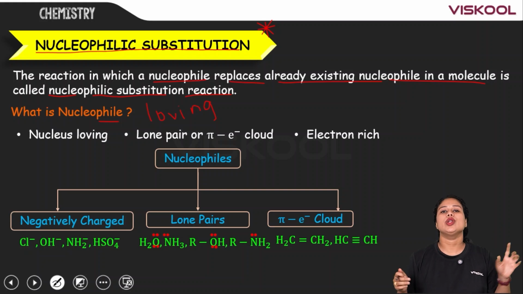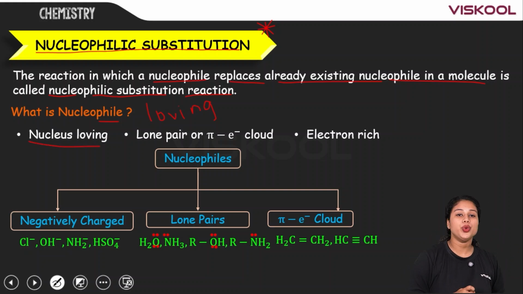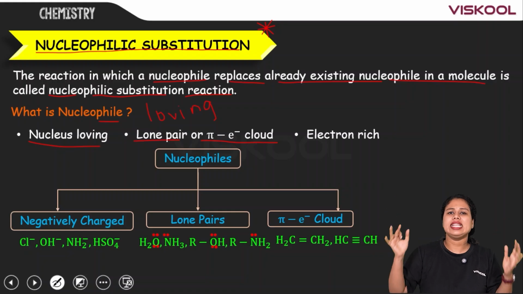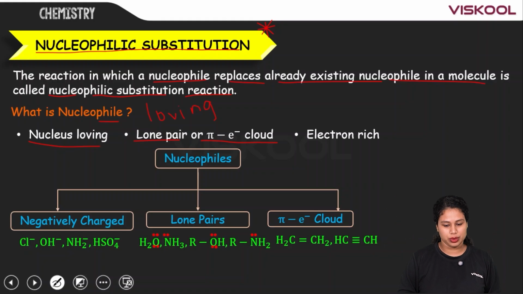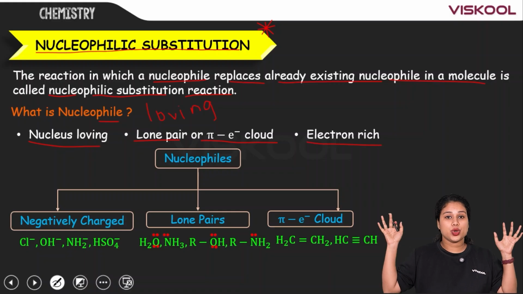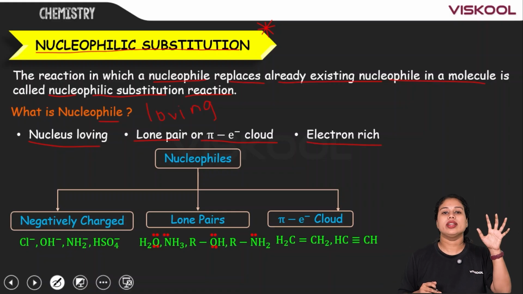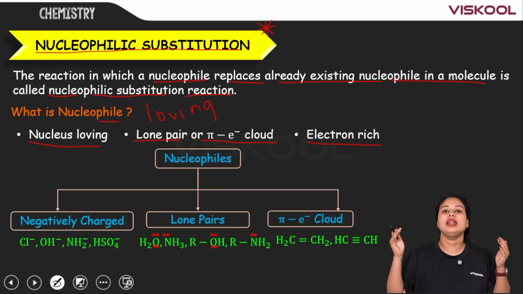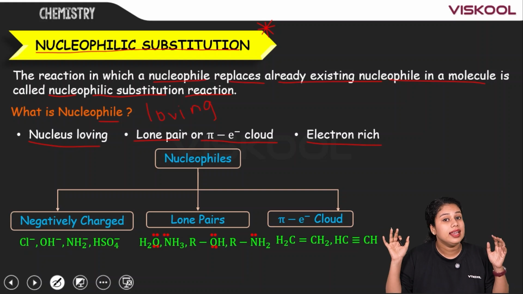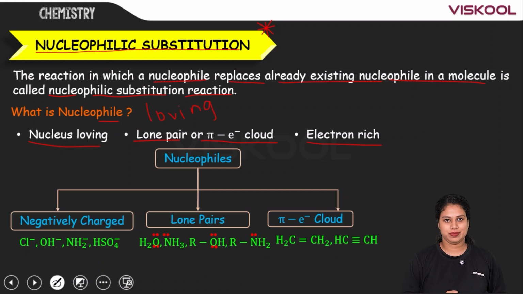Therefore, the name nucleophile. So we can call them nucleus loving, or they have a lone pair or pi electron cloud with them. They have a lot of negative charge, either a lone pair or a pi electron cloud. Also, they are electron rich in nature. That is what nucleophiles are. Is this clear? Nucleophiles means nucleus loving. They have a lone pair or a pi electron cloud, and they are electron rich in nature.